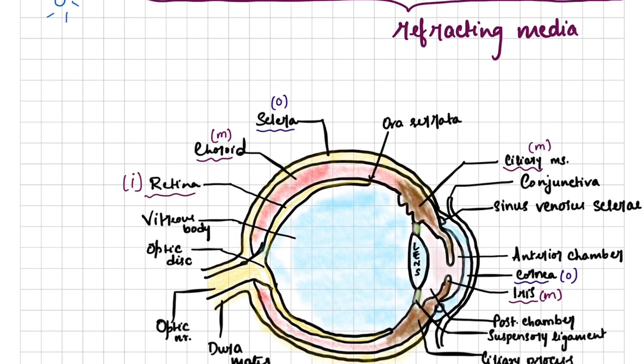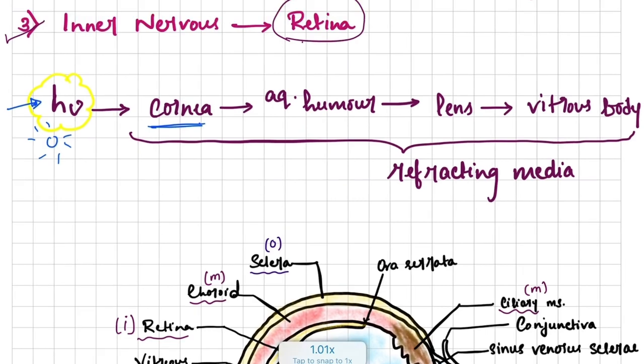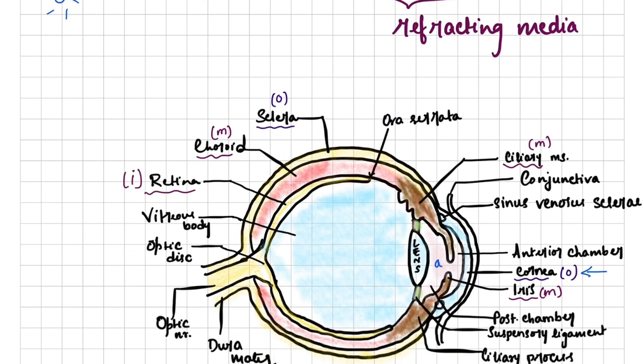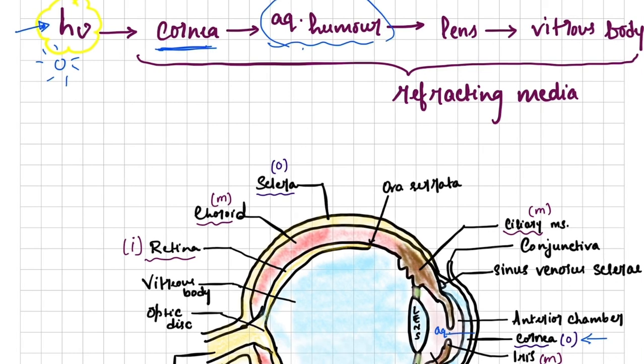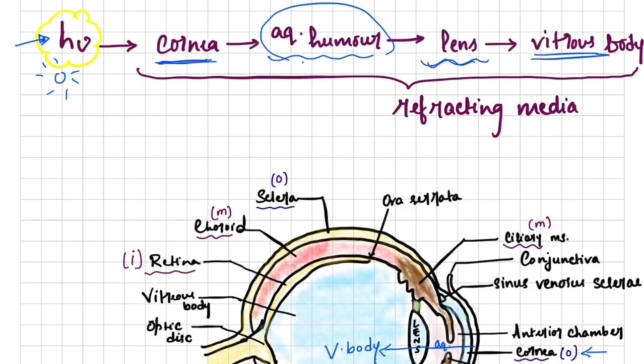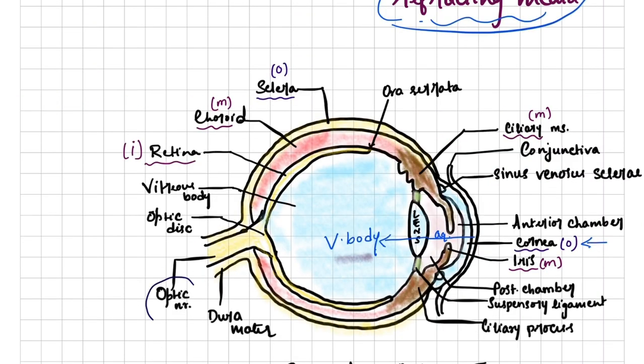Then the light first passes through the cornea, then enters the aqueous humor, then crosses the lens, then enters the vitreous body. So this entire process is known as the way in which light enters our eyes, and all these structures form the refractive media. We can see the optic nerve entering from behind and an optic disc in the diagram.